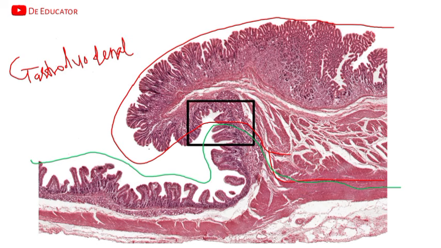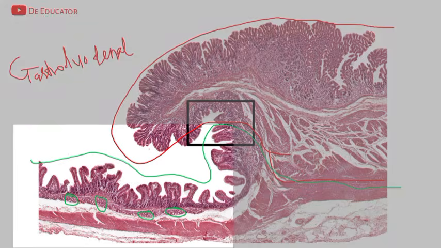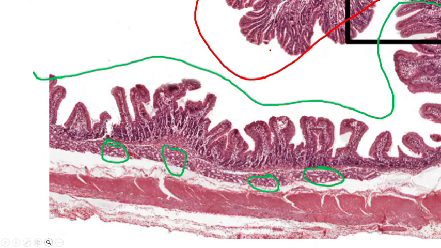Now getting to the duodenum, how do we know that we are looking at the slide of the duodenum? One important feature of the duodenum is Brunner's glands. If you look at this closely, you see that there are some glands here. In higher magnification, you will appreciate them very well. These glands are known as Brunner's glands.